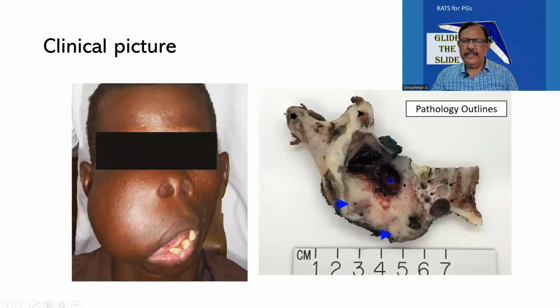This is what I had been saying. It can be at the apex of the tooth. It can be unicystic. It can be multicystic. And classically, they can give a history of a machine oil or a motor oil like material being precipitated from this. So the cystic spaces will be containing these.